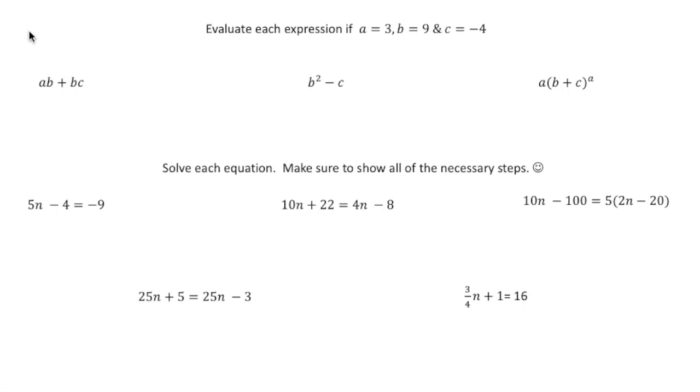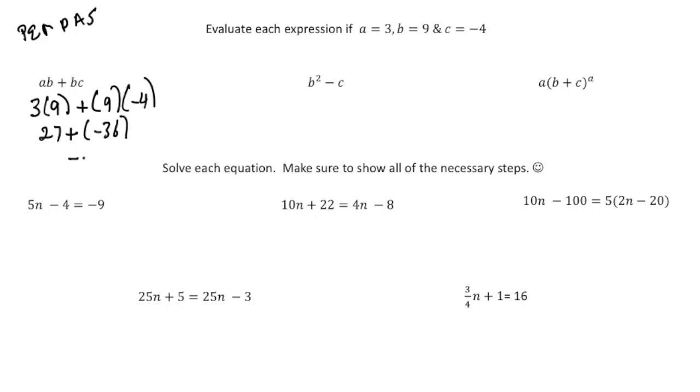Alright, for these problems, you had to simplify the expressions when A is 3, B is 9, and C is negative 4. So remember, order of operations is key with these problems. So when in doubt, write them out. A is 3 times B, which is 9. So 3 times 9 plus B again is 9 times negative 4. So that's going to be 27 plus negative 36, which reduces down to negative 9. Alright, that's the first one.